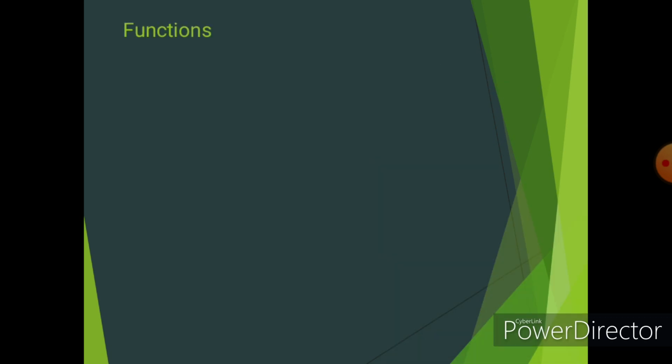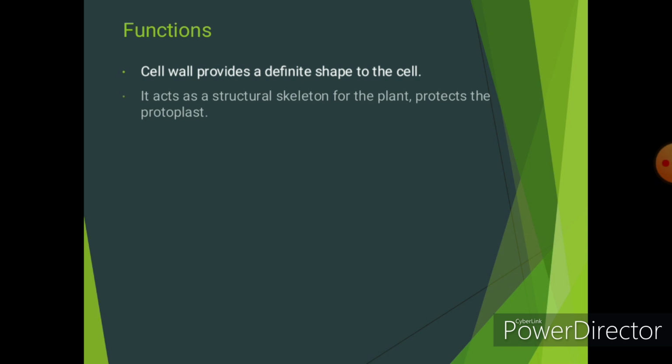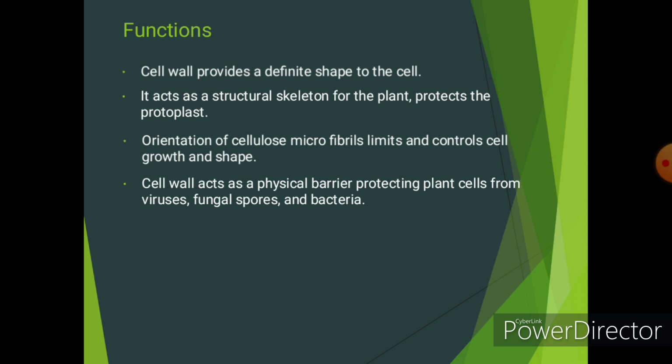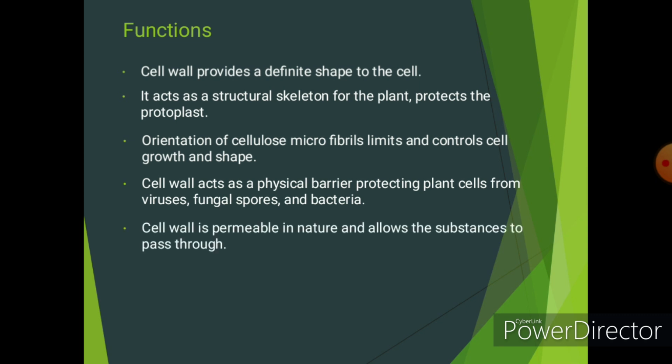Let us see the functions of the cell wall. So we have already discussed that the cell wall provides a definite shape to the cell and it acts as a structural skeleton. It protects the protoplast. The cellulose microfibrils help to control the cell growth and shape, and it acts as a physical barrier. It protects the plant cells from different viruses, fungal spores and bacteria. Cell wall is permeable in nature. Permeable means it allows substances to pass through.